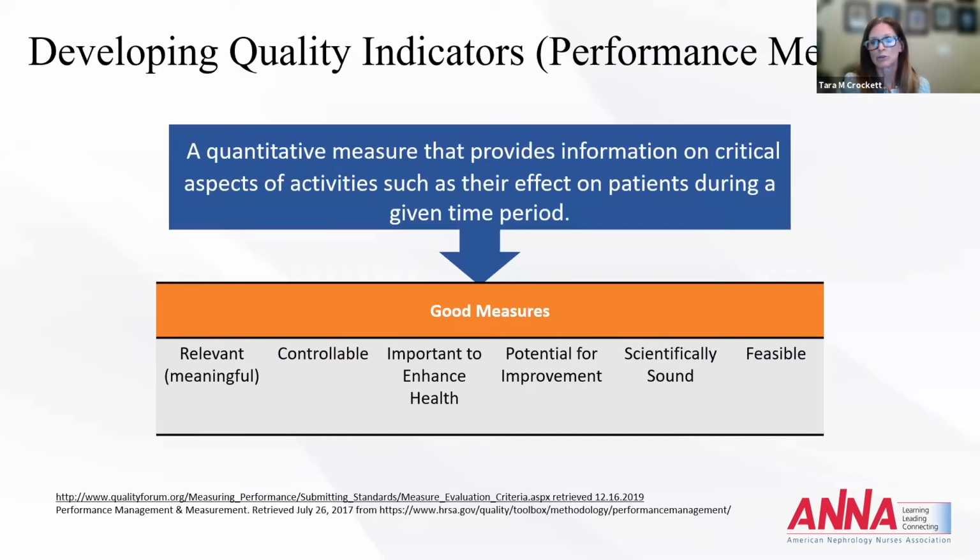So performance measures are based on data and tell a story about whether an organization or an activity is achieving its goals and objectives and how much progress is being made toward reaching those goals. It's very important. Performance measures or quality indicators mean the same thing. So why do we need to measure performance? Well, we need to establish a baseline and identify areas for improvement so we can set improvement goals and measure our progress towards those goals.